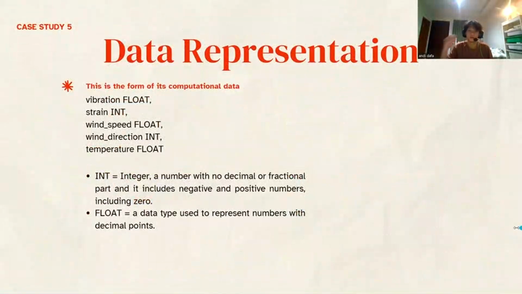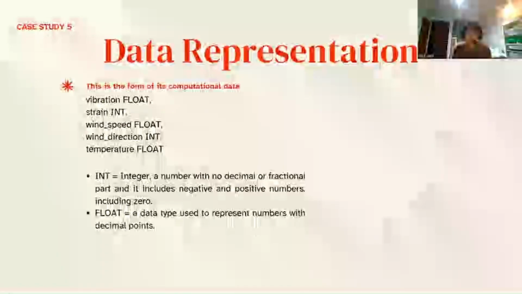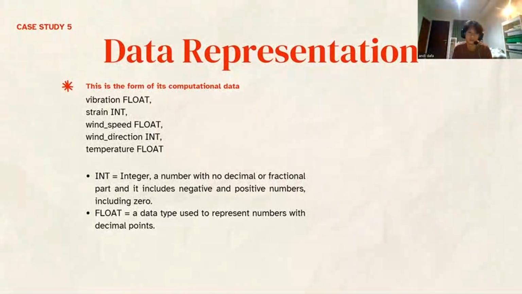This is the form of the computational data. Vibration: float, strain: integer, wind speed: float, wind direction: integer, temperature: float. Integer is a number with no decimal or fractional part, and it includes negative and positive numbers, including zero. Float is a data type used to represent numbers with a decimal point.